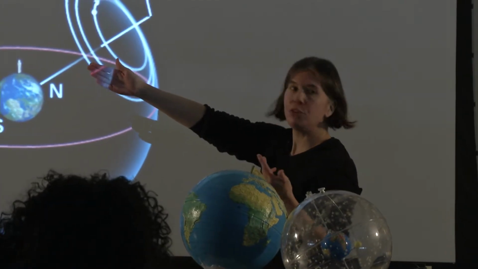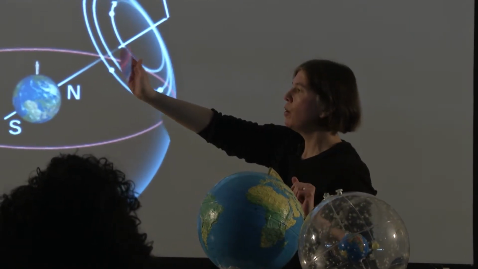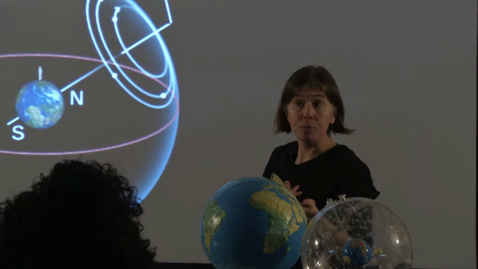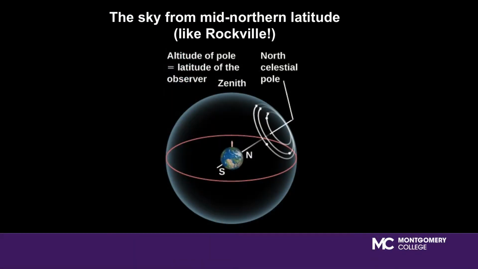And what's going to happen if you turn off the atmosphere and you can see the stars and sun, you can see the stars all the time. Over 24 hours, what are they going to do? They're going to circle around Polaris, right? Just like this. And over the course of 24 hours, it's one circle.